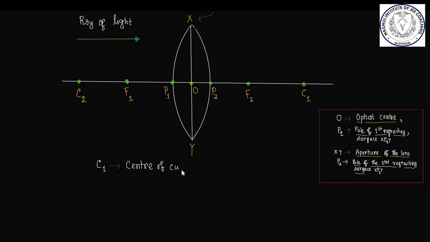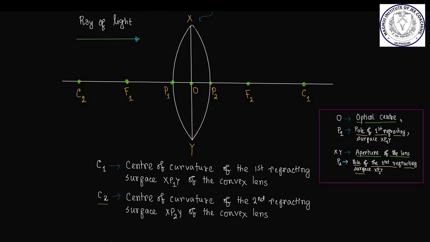C1 is the center of curvature of the first refracting surface XP1Y of the convex lens, with respect to the incident ray of light.